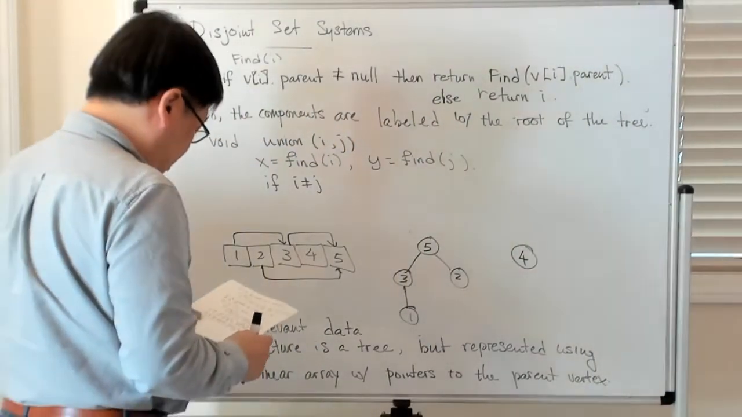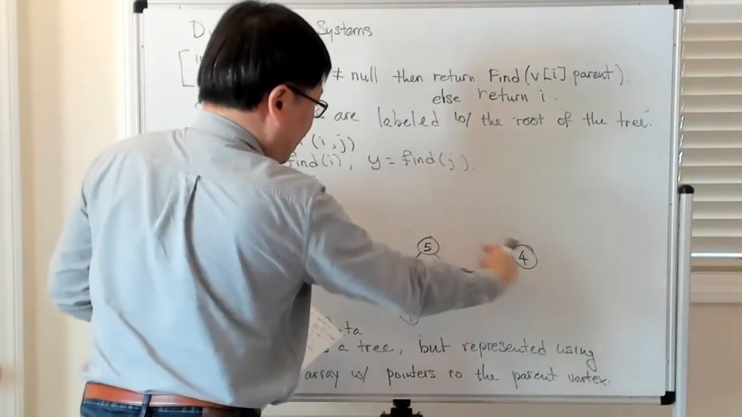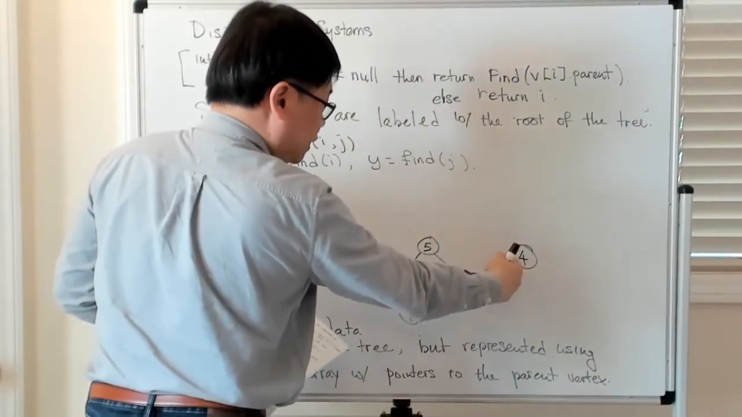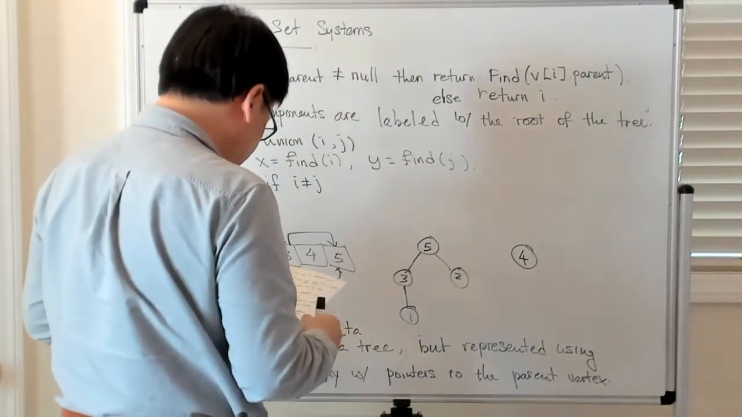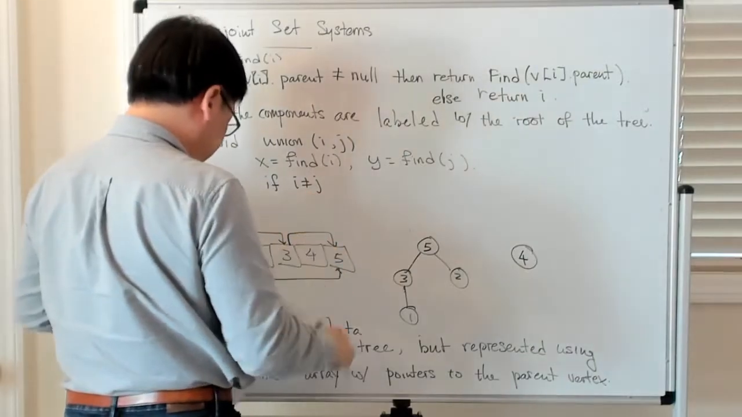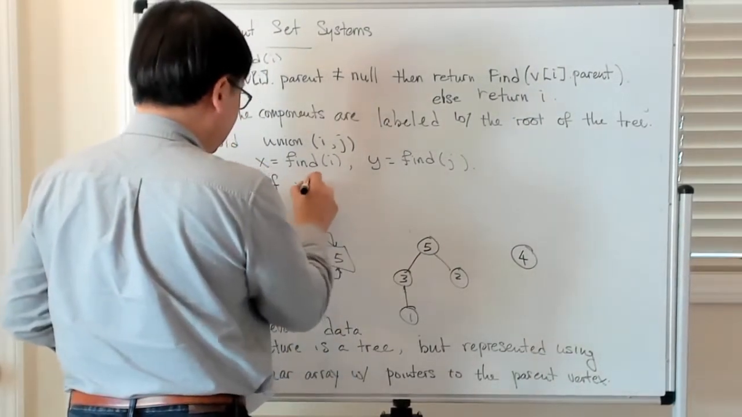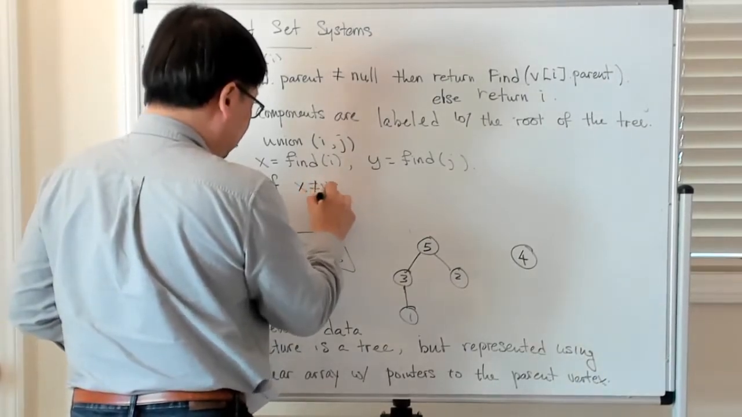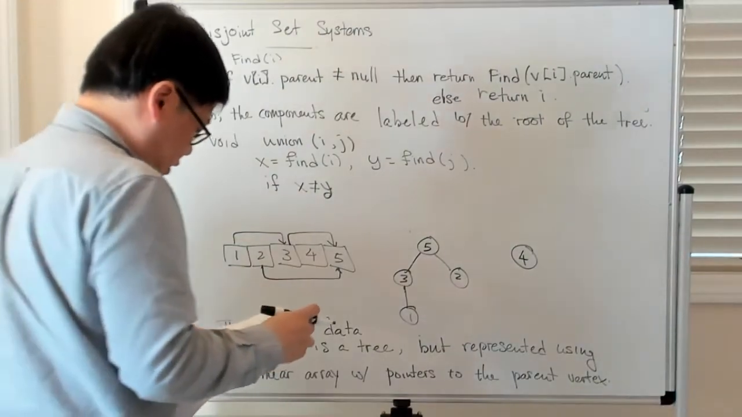Then I can keep the root of one of them and add a link from the root of the other one to the root of the first one. So that's more or less what you need to do. Sorry, that's not what I'm saying. If x is not equal to y, these are two different sets, and x and y are the labels of the sets.